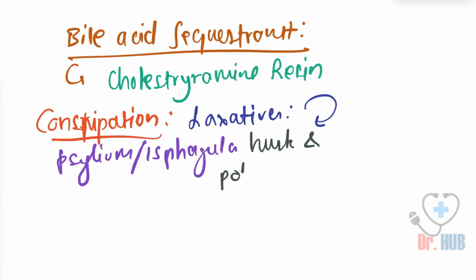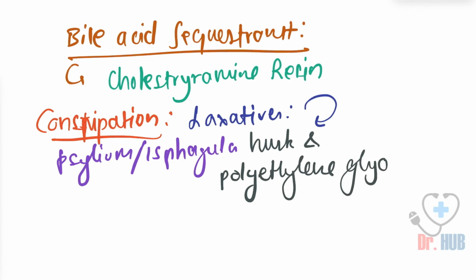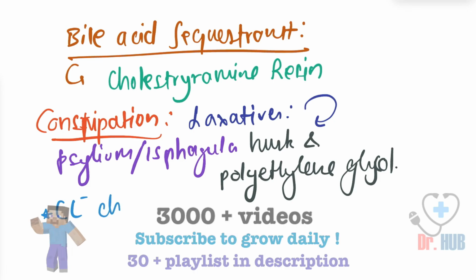Polyethylene glycol. Next, we see the chloride channel activator. So the chloride channel activator includes lubiprostone.